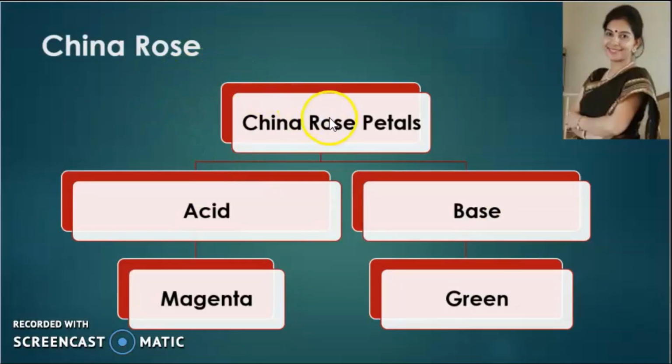Now, China rose. We use China rose petals as a natural indicator. How to make the indicator? You just have to take China rose petals and soak them in water for a few hours, and the liquid which is obtained after that can be used as an indicator. So we have observed that with an acid, China rose petals give magenta color, while with a base, China rose petals give green color.